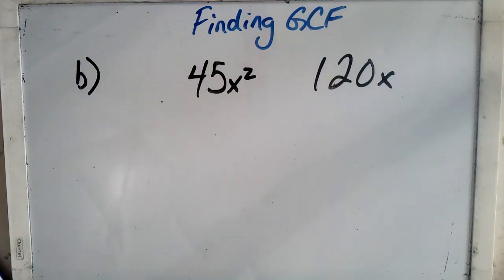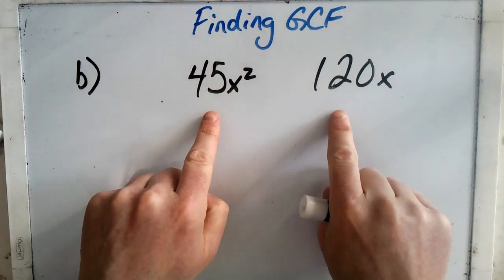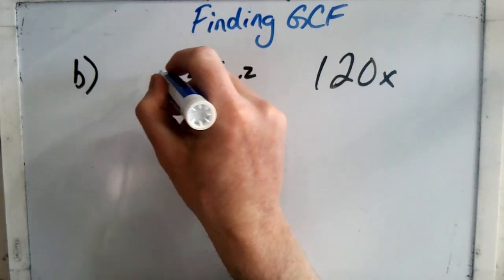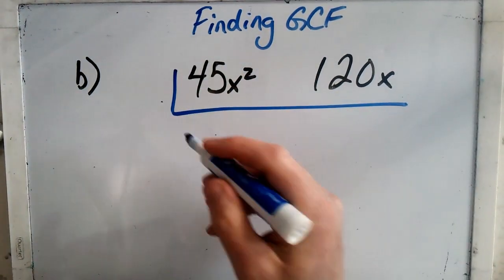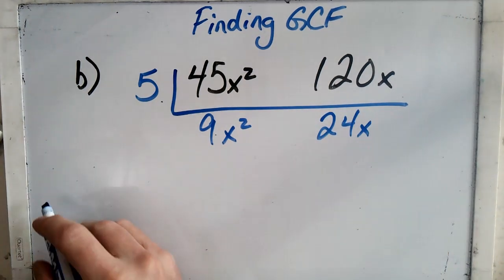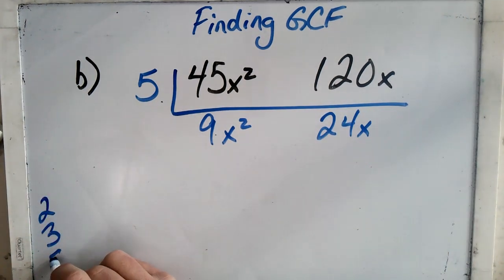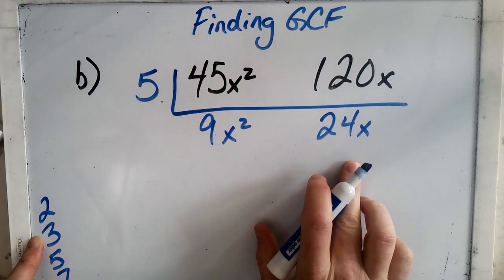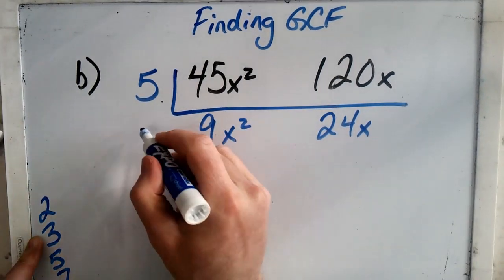Now when we're doing this, it doesn't matter the order that we do it in. Right away I see 5 goes into both of these. I'm going to start with 5. There might be smaller numbers, there might be bigger numbers. And then we can look, and if you're stuck, go back to your small prime numbers. 2 doesn't go into 9, but 3 goes into both of them. Again, use your calculator if you're not sure.